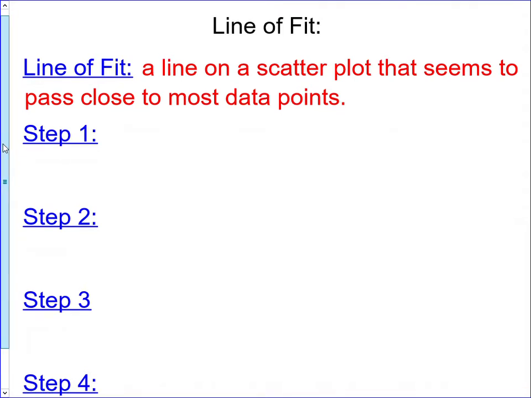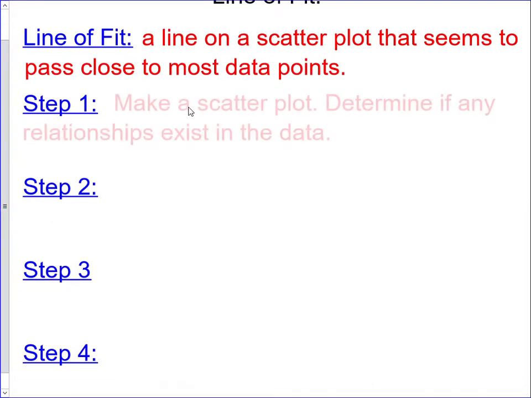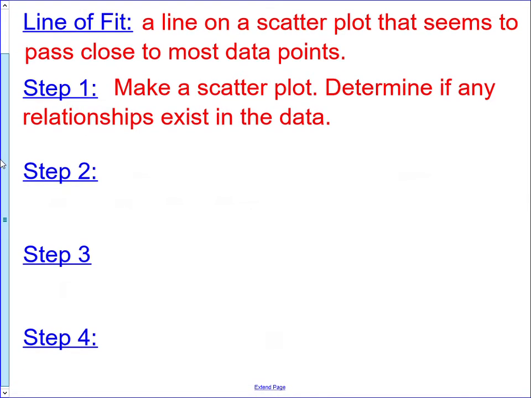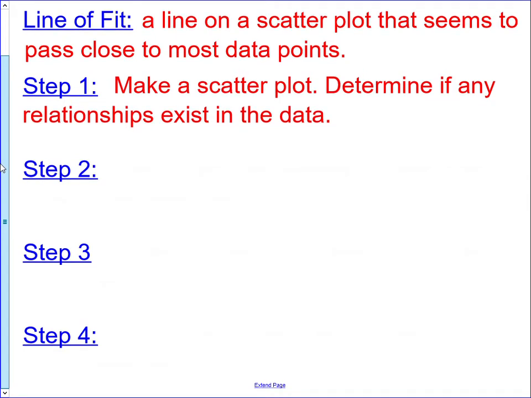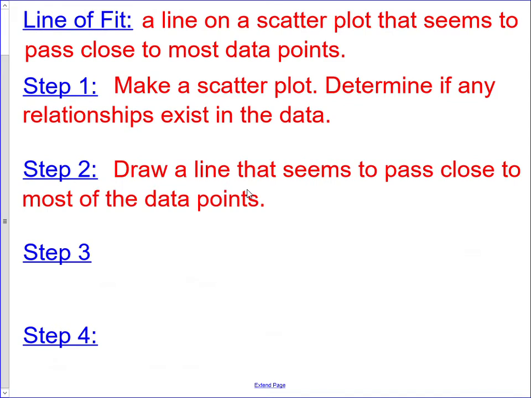Okay, when making a line of fit, the first thing you need is a scatter plot, and then we're going to determine if any relationship exists in the data. Is there a positive correlation, a negative correlation? Because if there's no correlation, there's no line of fit. Once we determine that there is either a positive or a negative correlation, our next step would be to draw a line that seems to pass close to most of the data points.